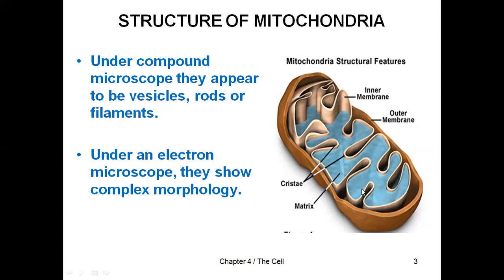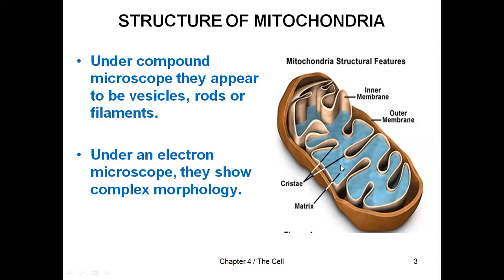ठीक है, तो ये inner membrane है. ये हमारे पास center में क्या है? Center में हमारे पास यहाँ पर liquid है. This is a matrix. ये आपका matrix है. These are the cristae. This is the matrix where part of the reaction is going to take place. And this is the cristae.